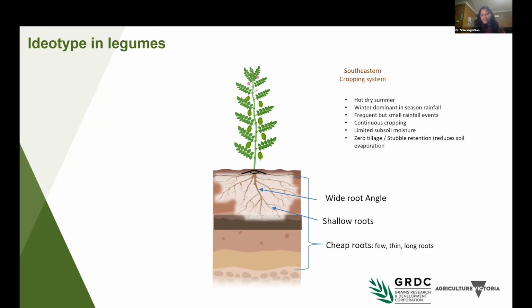So the ideotype that we've proposed through our study is a smaller root system with a very wide root angle so that the root can spread more horizontally. This would create a mat effect on the topsoil so that it can capture all the moisture from those intermittent rainfall events before it is lost due to evaporation. And so the aim of doing the characterization was to find traits within genotypes that can help us build this particular ideotype in lentils. Oh, sorry.